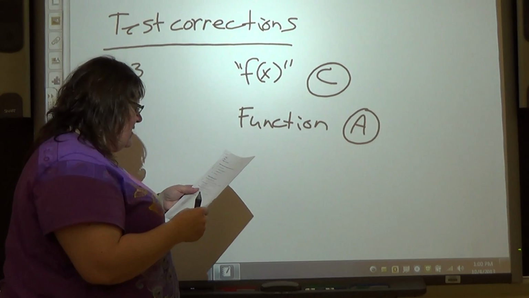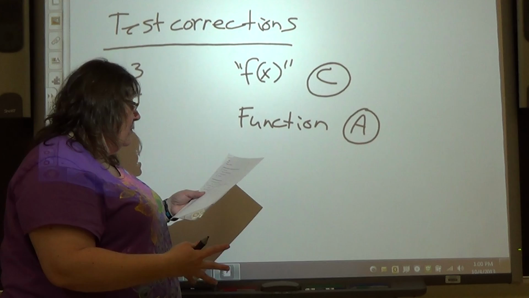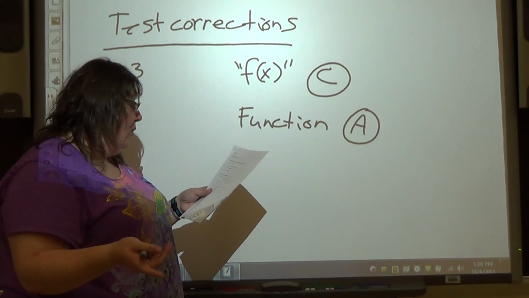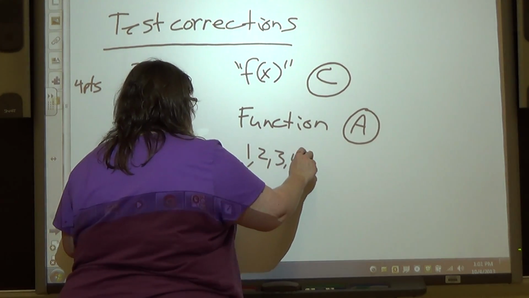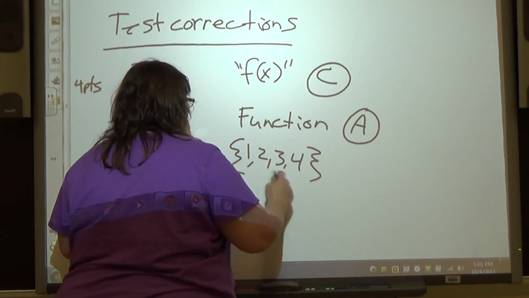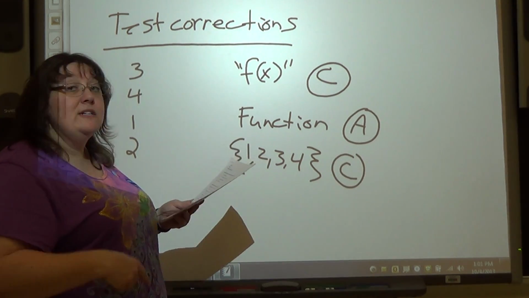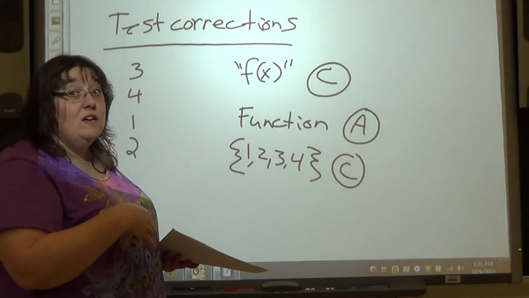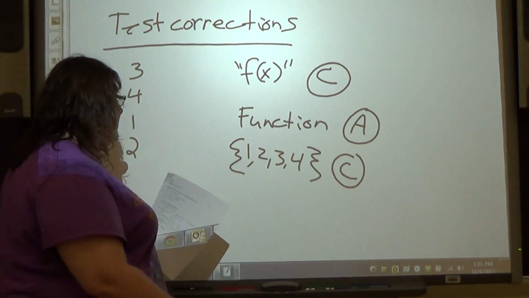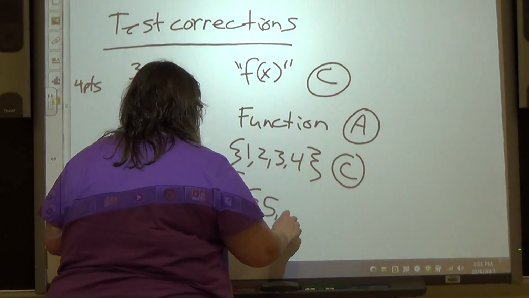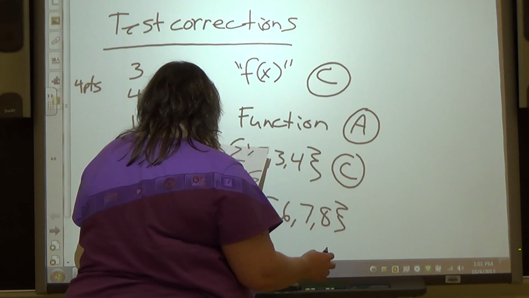Okay? The next one. What is the domain of this function? Domain is x values. So you list them. 1, 2, 3, 4. So that is C. Okay? Next. What is the range of the function? Range is the y values. So looking at the y values that are given, you have 5, 6, 7, and 8. And so that is A.